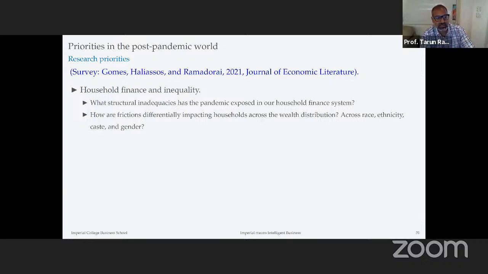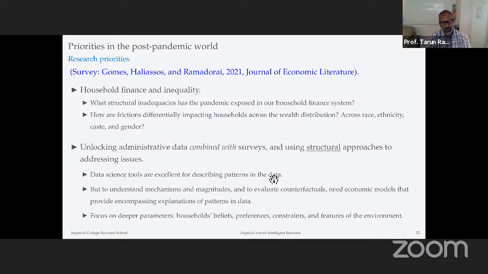The questions that I really think are important to address in the post-pandemic world are household finance and the determinants of inequality, an extremely important topic, and I think made even more important by the pandemic. What structural inadequacies has the pandemic exposed in our household finance system? How are frictions differentially impacting households across the wealth distribution, across dimensions such as race, ethnicity, caste, and gender?